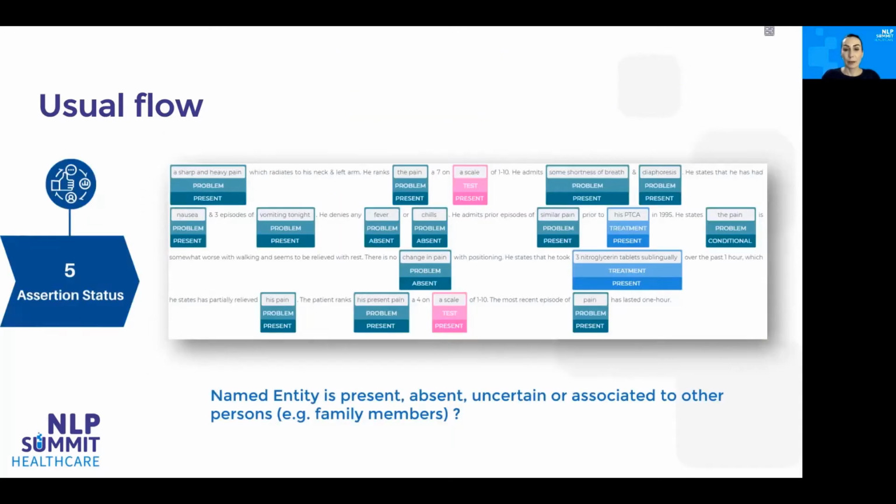Okay, the next step is assertion status. It is often the case that we want to go even further, and once we have the relevant entities mentioned in the text, for instance, symptoms, extracted, we also need to check if they are present or absent or uncertain, or if they refer to someone else, such as, for instance, someone in the patient's family.